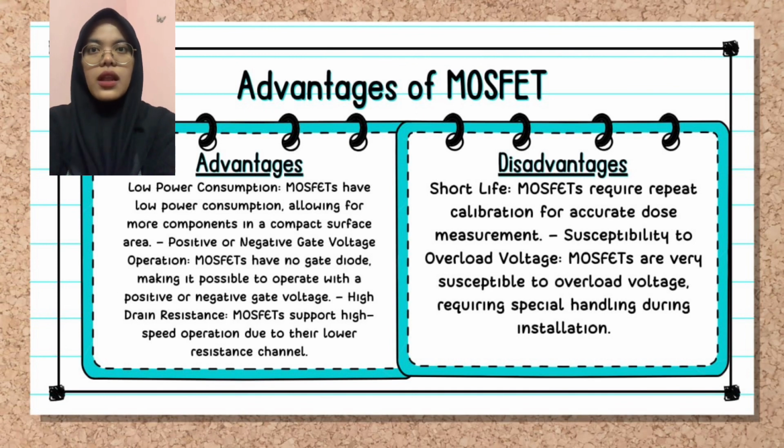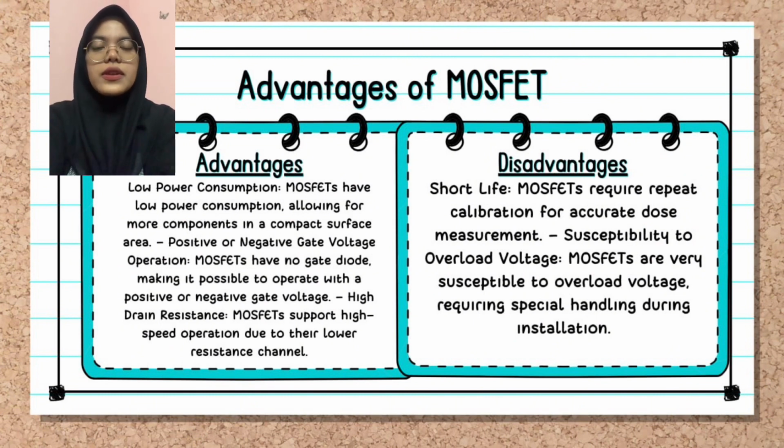The next one is the advantages of MOSFET. There are 3 advantages of MOSFET. The first one is low power consumption. MOSFETs have low power consumption, allowing for more components in a compact surface area. The second one is positive or negative gate voltage operation. MOSFETs have no gate diode, making it possible to operate with a positive or negative gate voltage. The last one is high drain resistance. MOSFETs support high-speed operation due to their lower resistor channel.